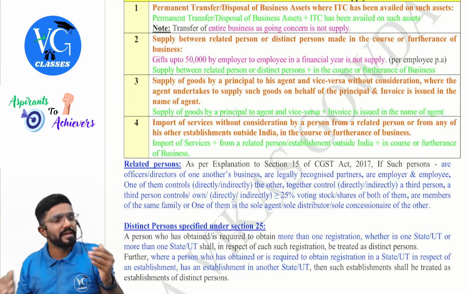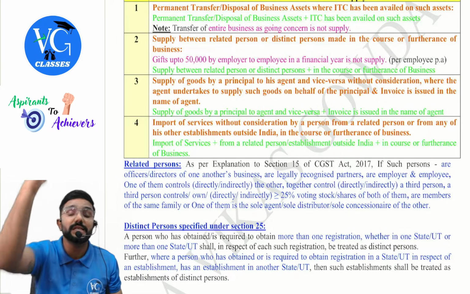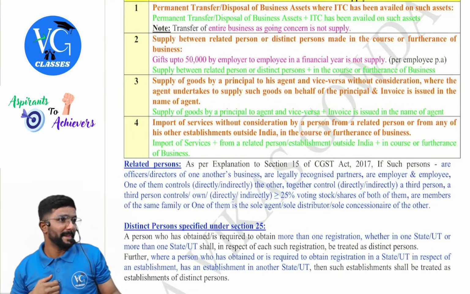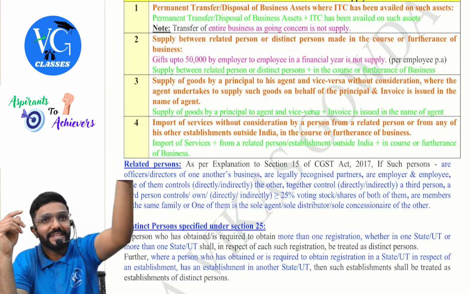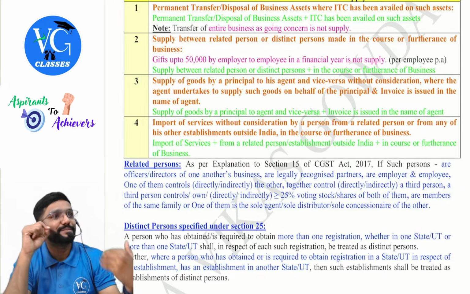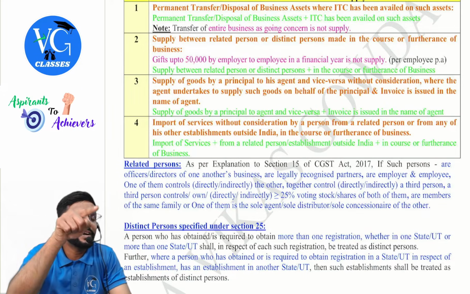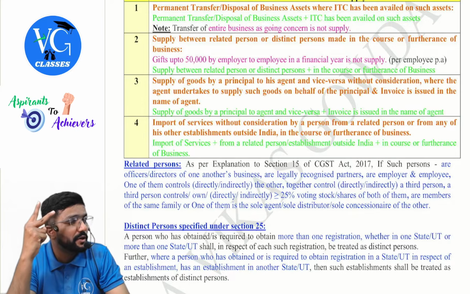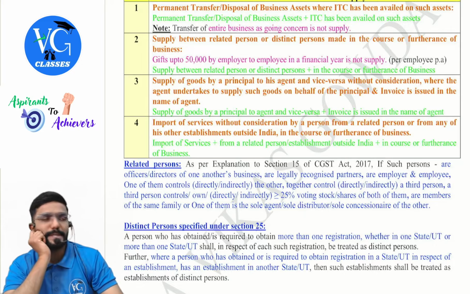Next scenario. I asked you to purchase goods on behalf of me. You purchased it. The supplier sent the goods to you and the invoice was issued in your name. Then you are giving it to me. There are two supplies. One is between you and the supplier as per 7(1)(a). Next is between you and me as per para 3. Why? The main difference here is that the invoice was issued in your name. If the agent's name is mentioned in the invoice, there will be two supplies. One will be as per 7(1)(a), another is between principal and agent.